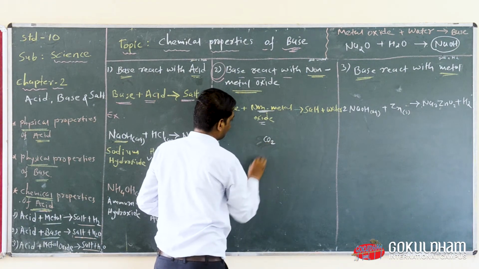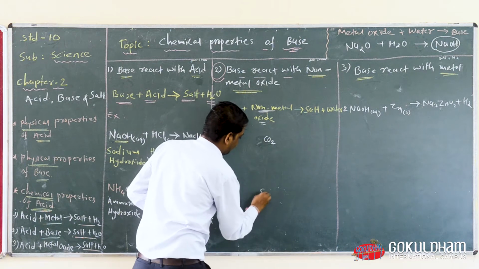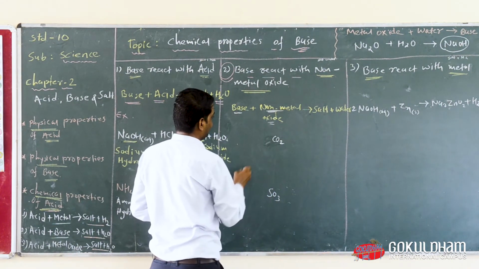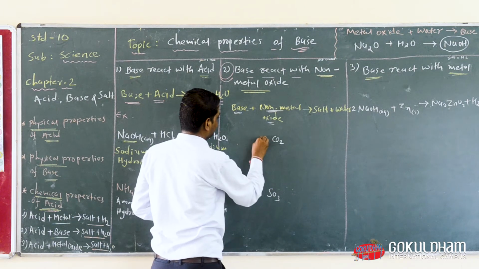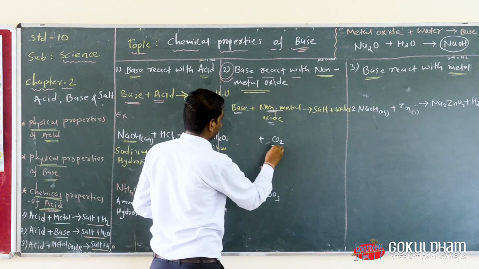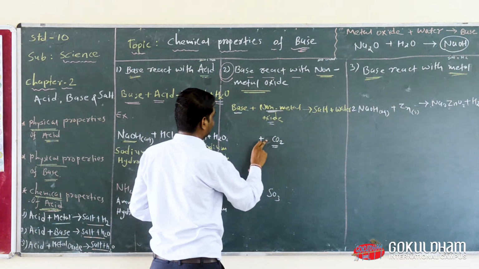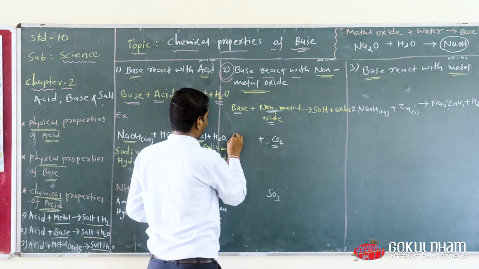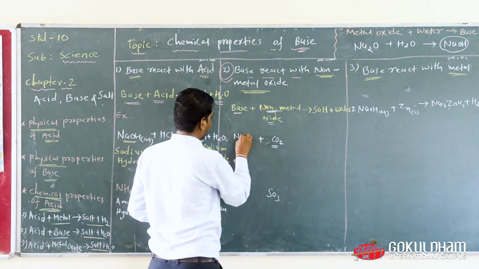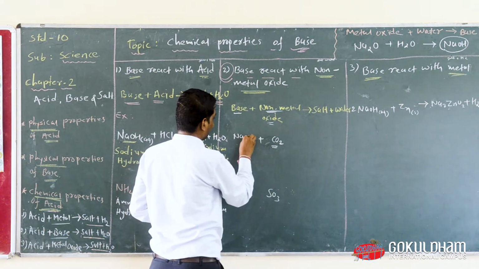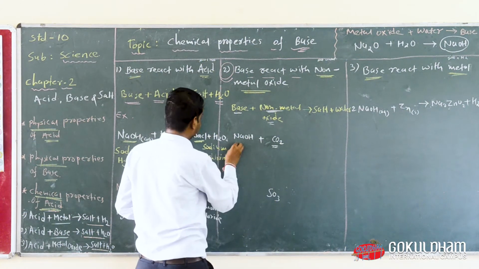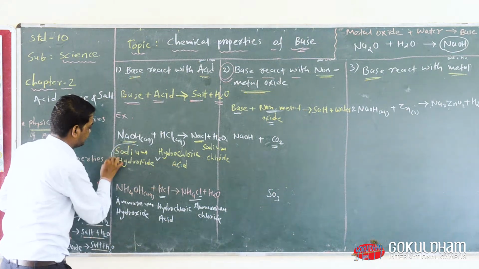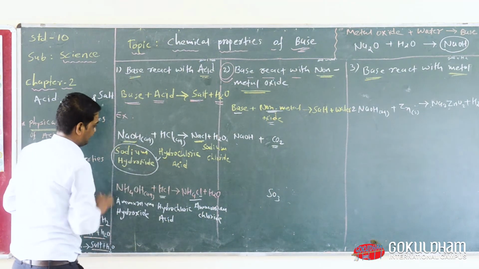CO2 is known as a non-metallic oxide and SO3 is known as a non-metallic oxide. Now everyone look here: when a base reacts with a non-metallic oxide. We are taking the base one more time here, NaOH. What is the name of NaOH? The name of NaOH is sodium hydroxide.